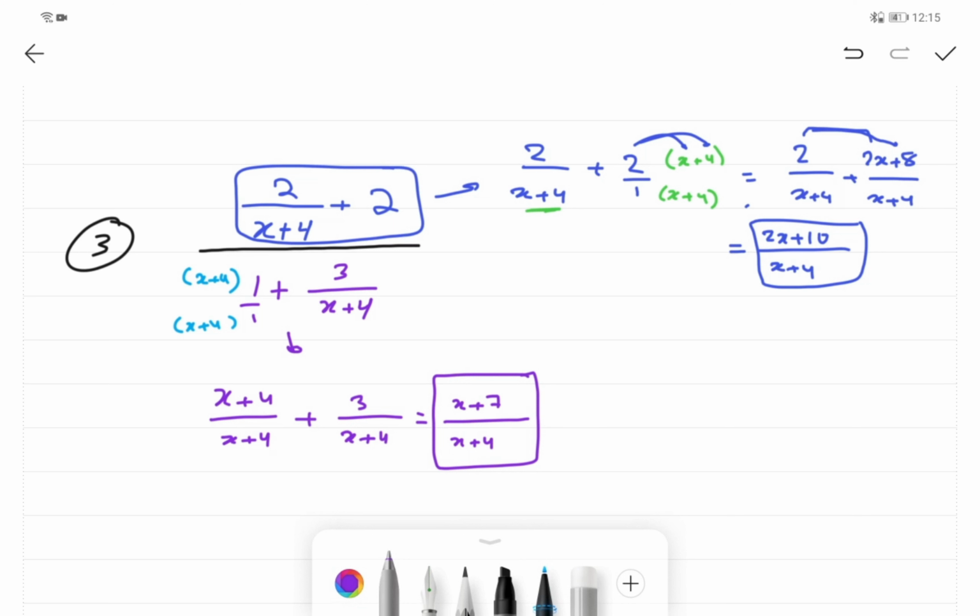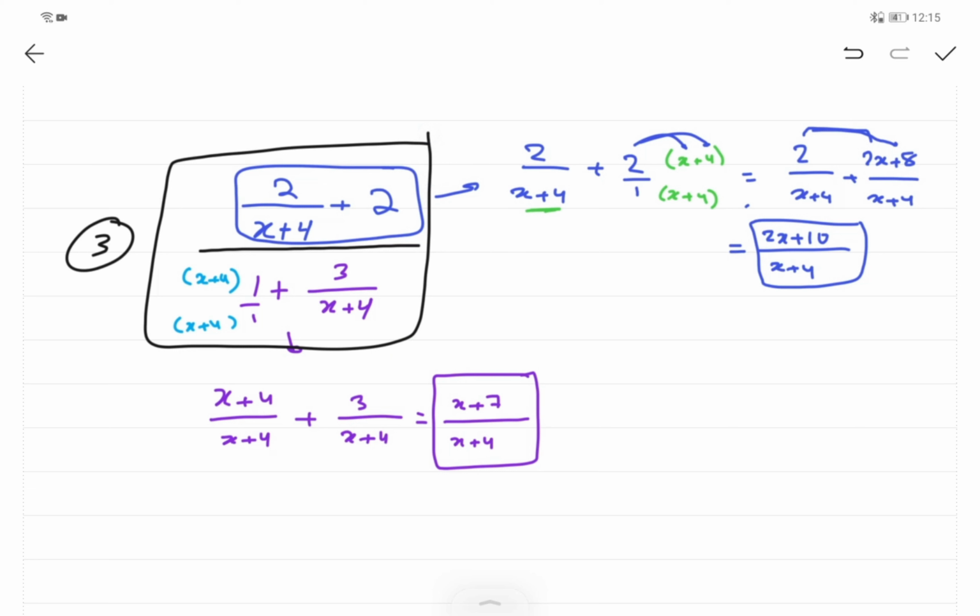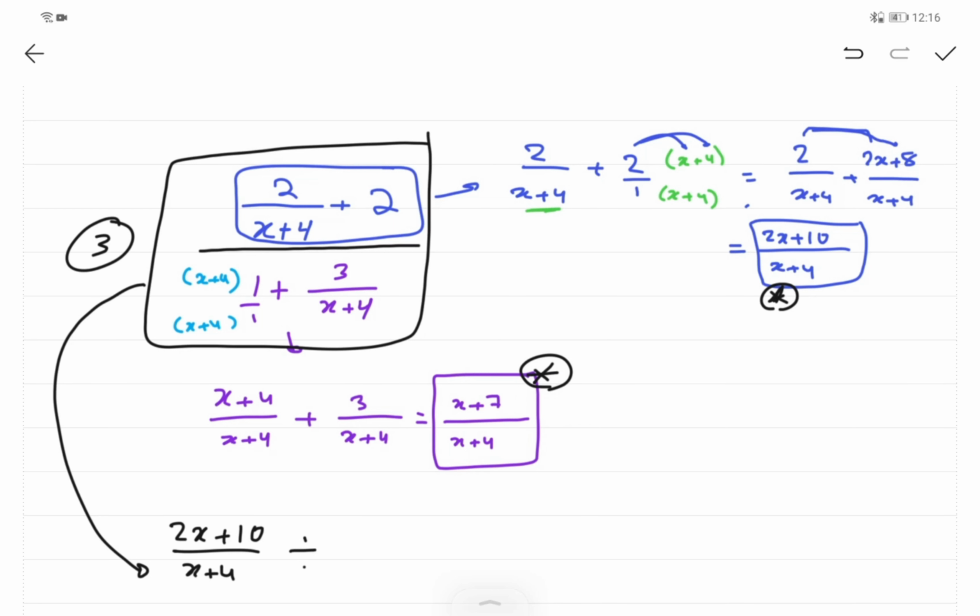Now let's go back to the question. The question says we need to find the division, or the quotient, of 2 over x plus 4 plus 2, the numerator, which becomes this one, right? So it means 2x plus 10 over x plus 4. Guys, we're just rewriting the question again. Divided by 1 plus 3 over x plus 4, which becomes x plus 7 over x plus 4. So just rewrite it here.